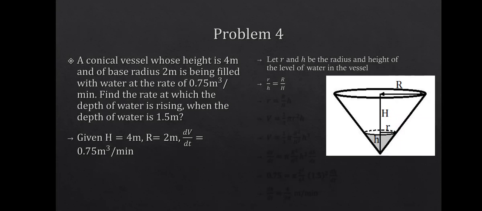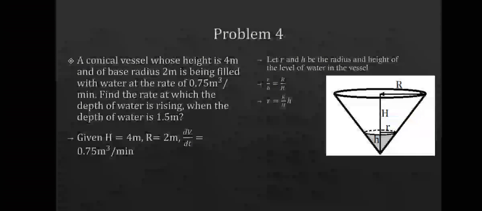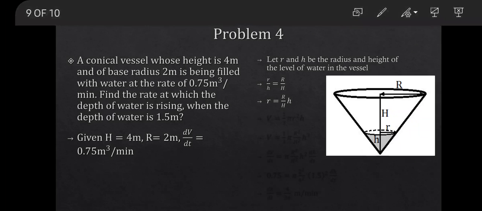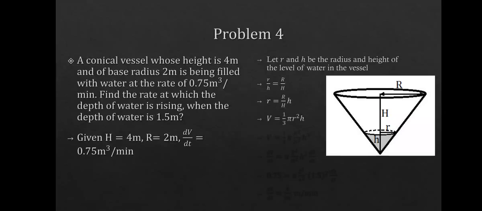So from here what can I write? Small r is equal to capital R by capital H into small h. Now what is the volume of the water level that is rising? The volume of water that is rising is given by 1/3 pi r square h, obviously small r and small h, because I am talking about water.